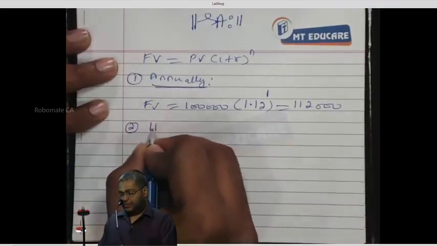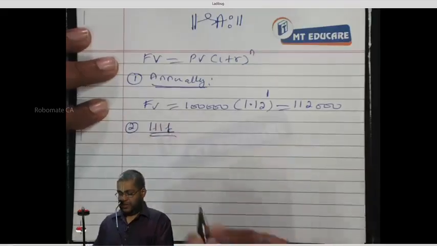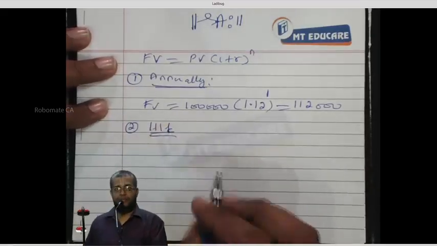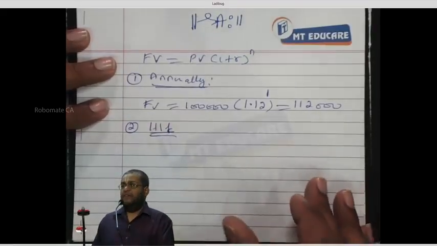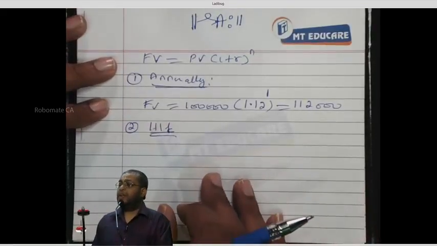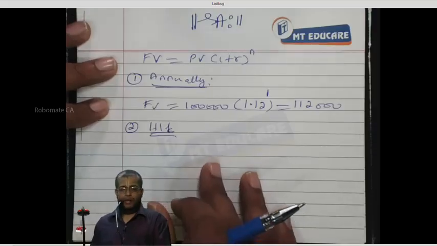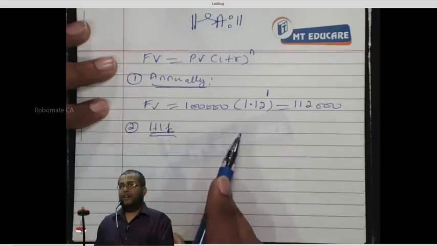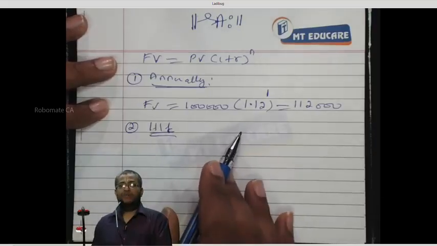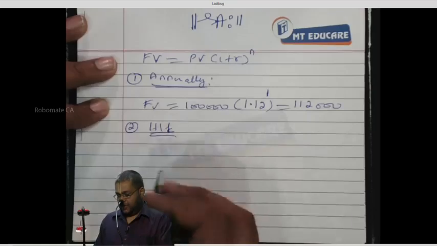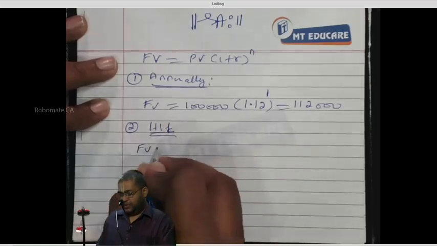Next, number 2. Second is half yearly. Now, already in bonds we discussed that we have to convert everything into per period. Everything into what? Per period. Tell me, half yearly, 12% is the interest for 1 year. What is it for every 6 months? 6%.